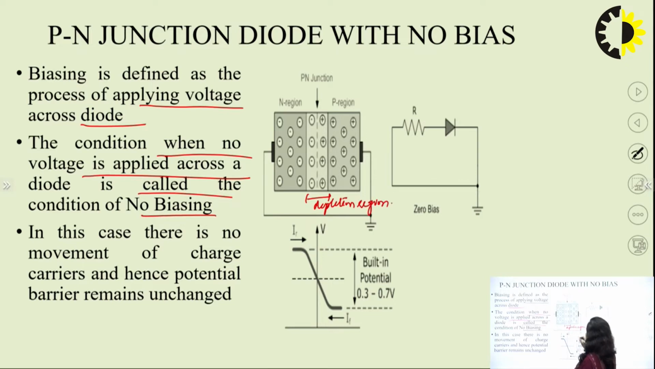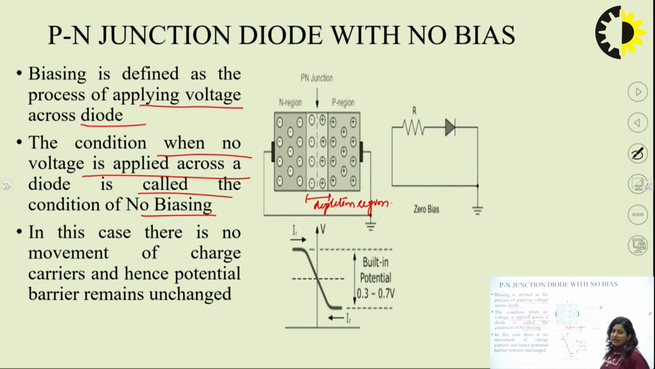Potential barrier is basically how the electrons and holes cross the junction and how much energy, or potential, they require for crossing it. That is called the potential barrier. The built-in potential is 0.3 to 0.7 volt. If you are not providing any biasing, there will be no change in the potential barrier. The potential barrier remains constant and there will be no flow of charge carriers across the junction. So this is the condition when there is no biasing.